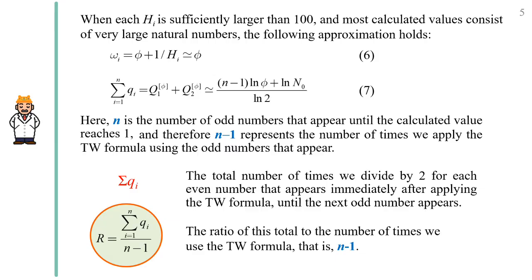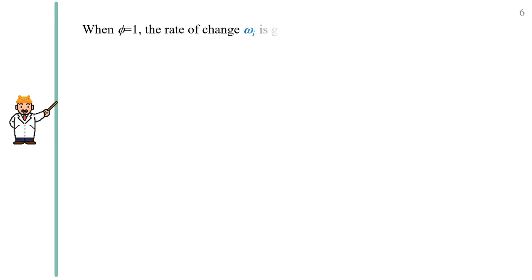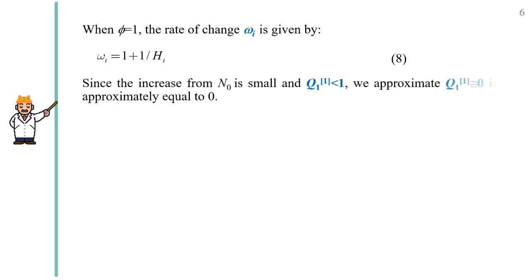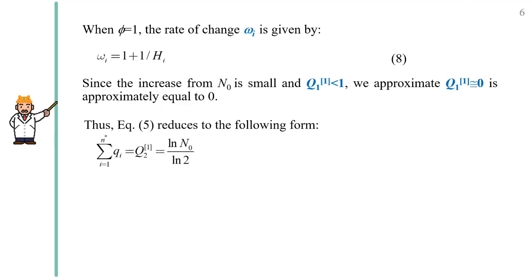When phi equals 1, the rate of change omega sub I is given by the following equation. Since the increase from n sub 0 is small and q sub 1 super 1 is less than 1, we approximate q sub 1 super 1 as approximately equal to 0. Thus, equation 5 reduces to the following form. The ratio R in this case is given by the following equation.